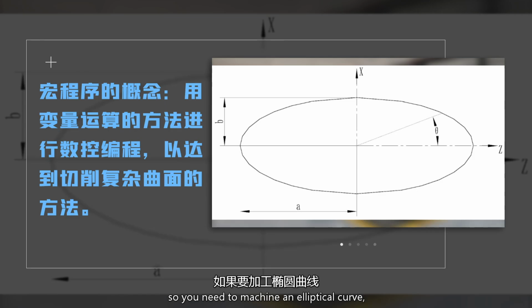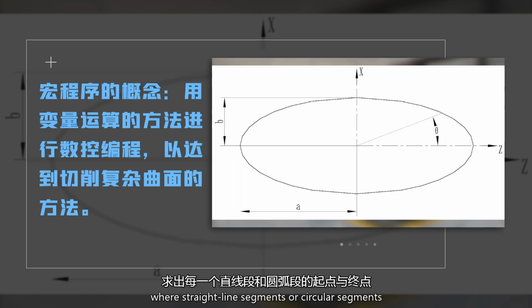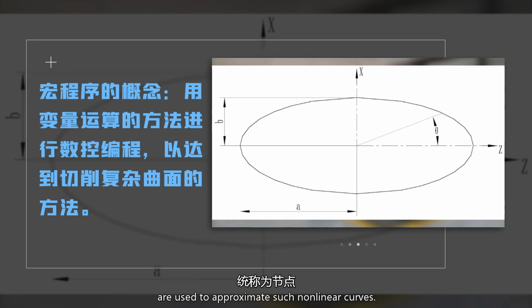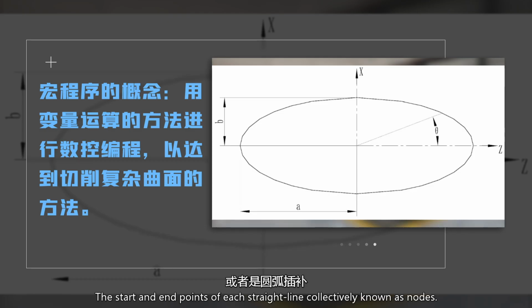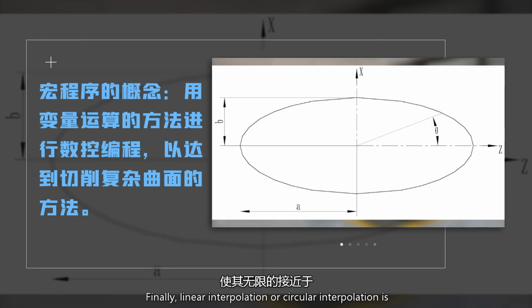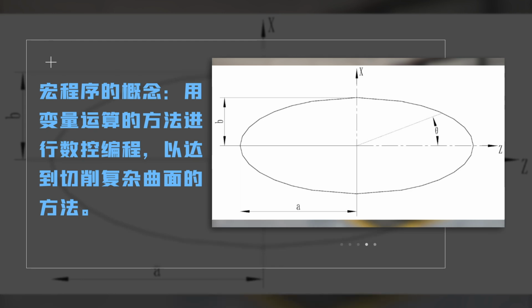So to machine an elliptical curve, an indirect approach is required, which is essentially a mathematical process. The mathematical method used is approximation, where straight line segments or circular segments are used to approximate such nonlinear curves, and circular segments are calculated. The start and end points of each straight line are collectively known as nodes. Finally, linear interpolation or circular interpolation is performed to make the path infinitely close to the desired curve.